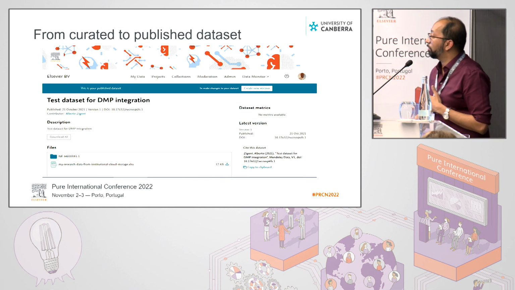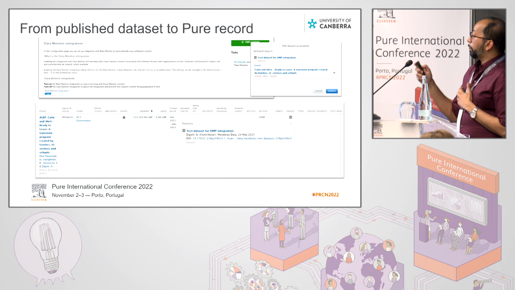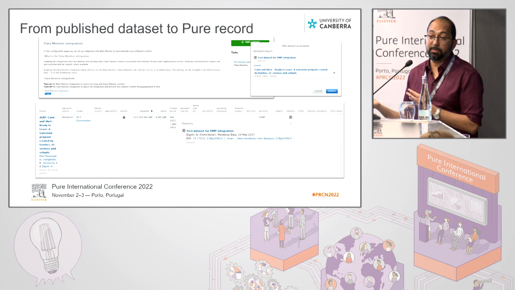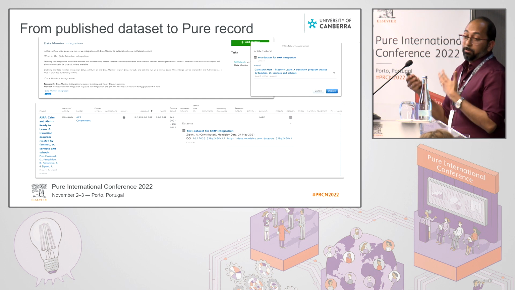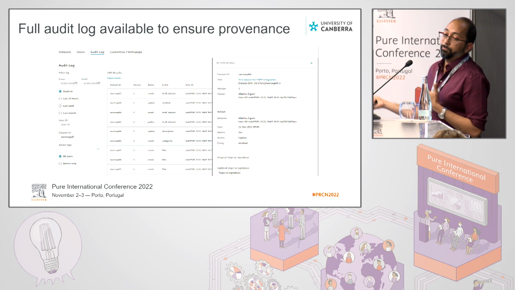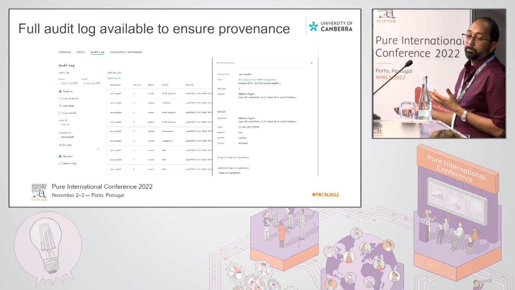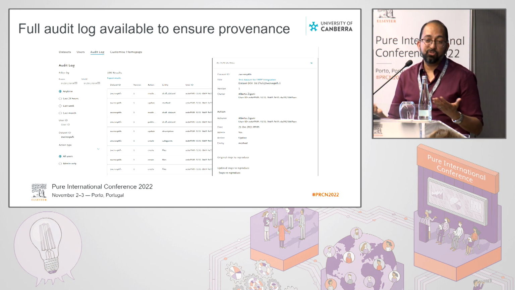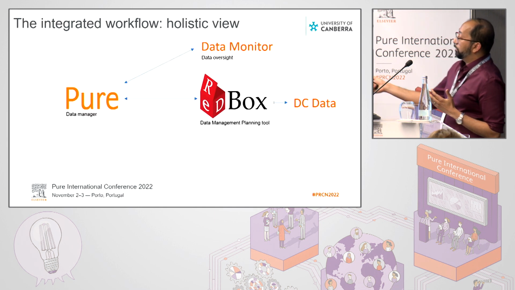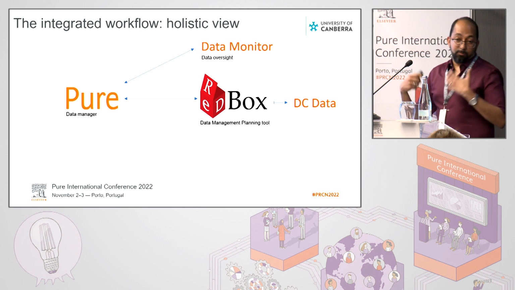Once they publish the data set, it sits on the Pure record as well. So now Pure has that record for the data set too. It all seems well and good. And also we have that audit log, which is very good for provenance, especially to be able to ensure what we've done with the data set, who's seen it, and those sorts of things. And that's just part 2 of our planned integration.